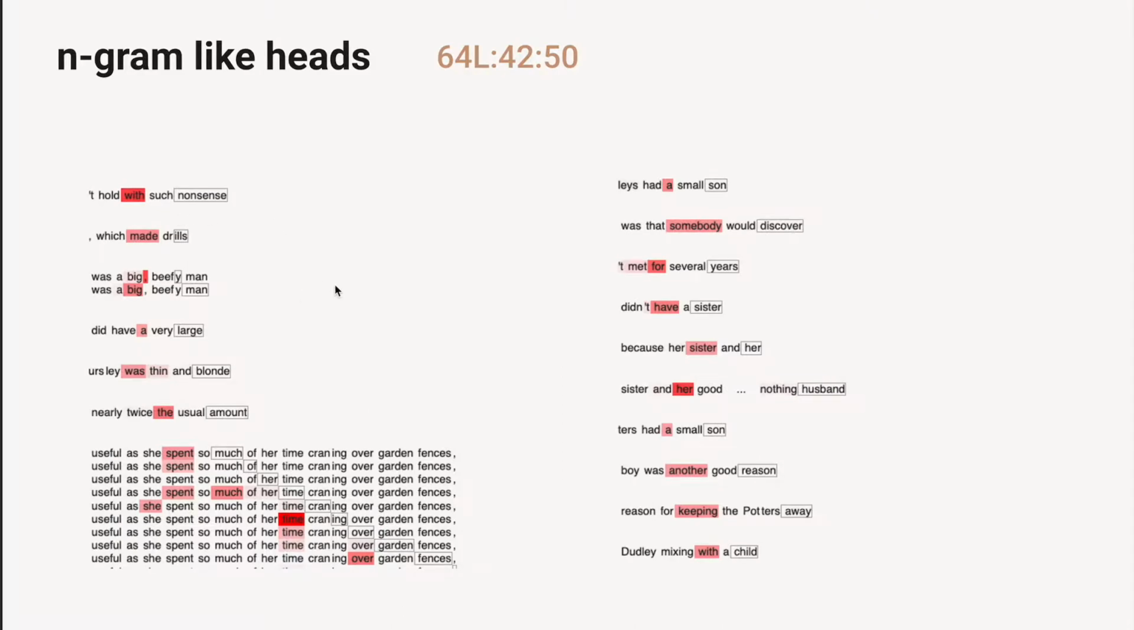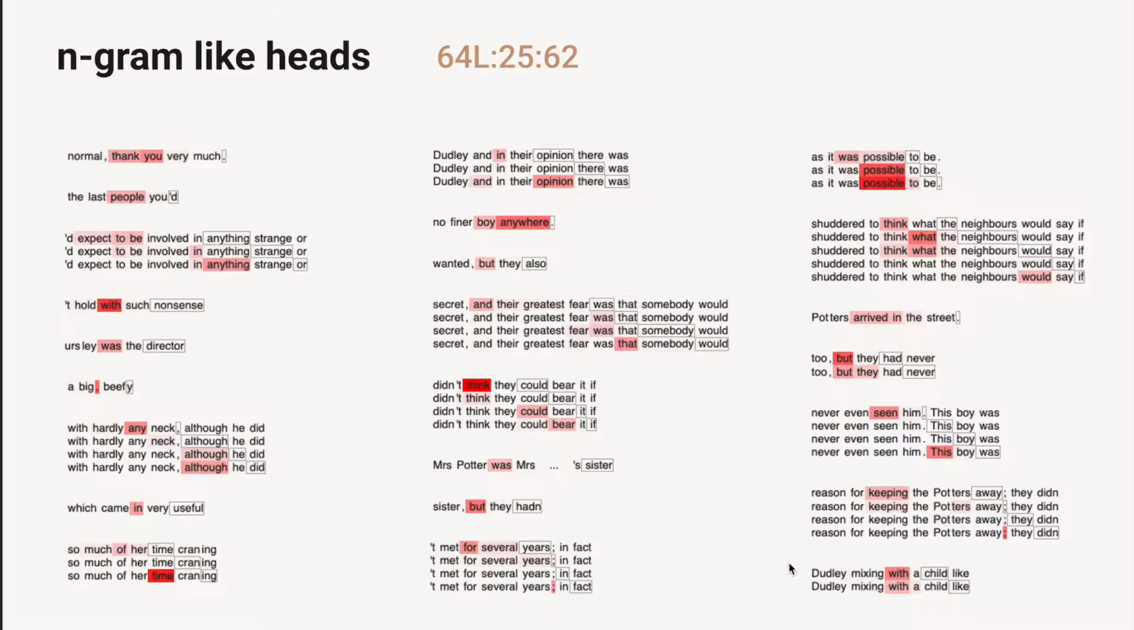Again, this is going to be very similar. "Big man," "a large," "was blonde," "the amount," "time xing," we've talked about that one, "over fences," we've talked about that one, "with nonsense," we've talked about those. Oh, on the other side: "a son," "somebody discover," "4 years," "have sister," "her husband," "a son," "another reason," "keeping away," "with child." There's just some feeling to them that they really seem like, I don't know.